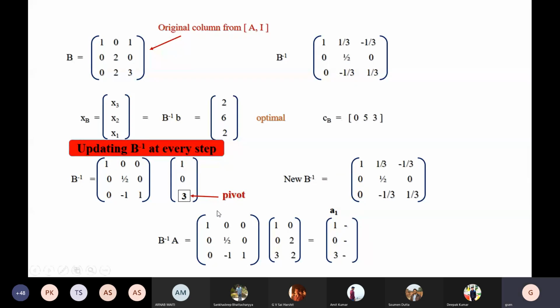So earlier, we were writing this new base explicitly and computing B inverse from that, right? What is a shortcut method is that instead of doing this, you write the old B inverse, which is this old B inverse for the earlier base, right? And the entering column, which is 103. Identify the pivot element 3 and do the pivoting operation on this. Whatever operation you do on this column, you do on the B inverse also, and you will get the new B inverse.